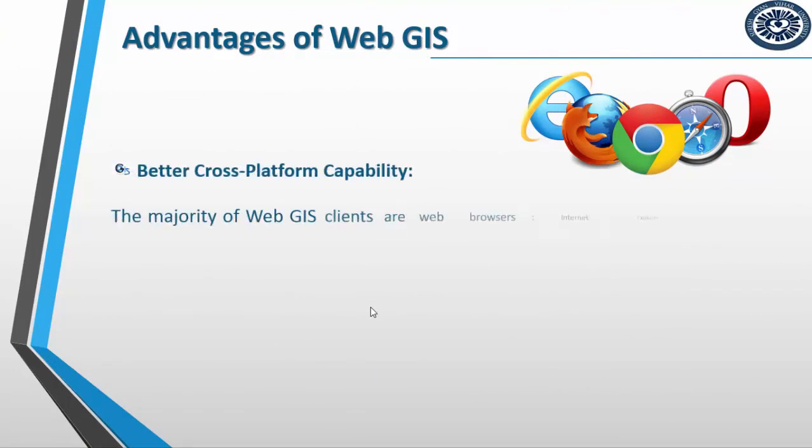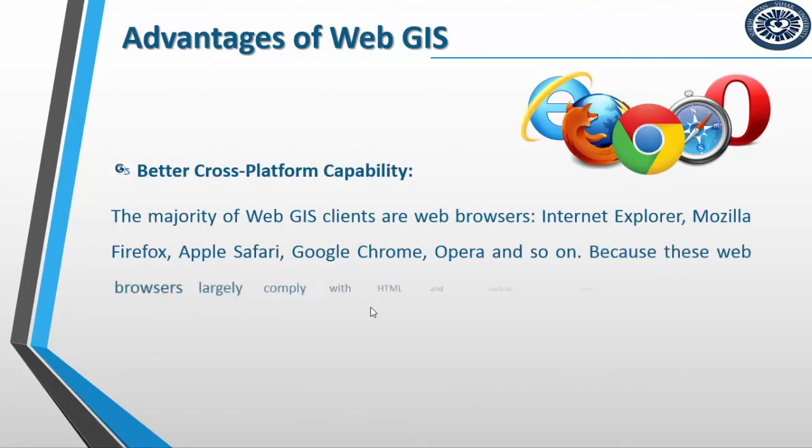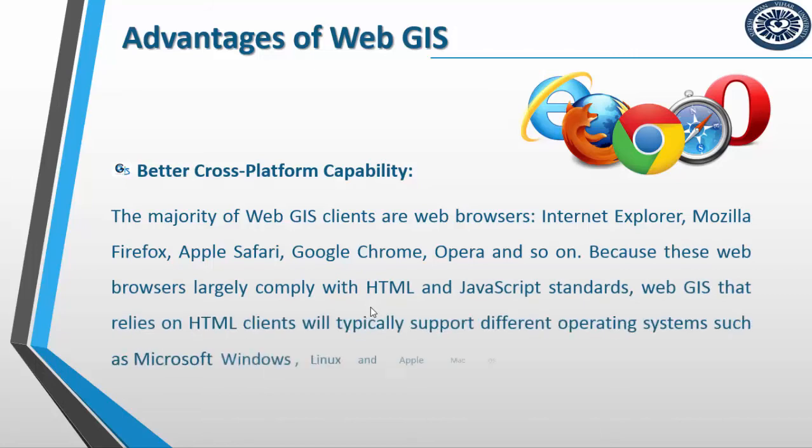Better cross-platform capability. The majority of WebGIS clients are web browsers like Internet Explorer, Mozilla Firefox, Apple Safari, Google Chrome, Opera, and so on. Because these web browsers largely comply with HTML and JavaScript standards, WebGIS that relies on HTML clients will typically support different operating systems such as Microsoft Windows, Linux, and Apple Mac OS. OS means operating system.